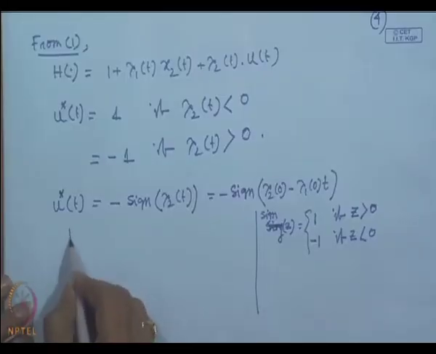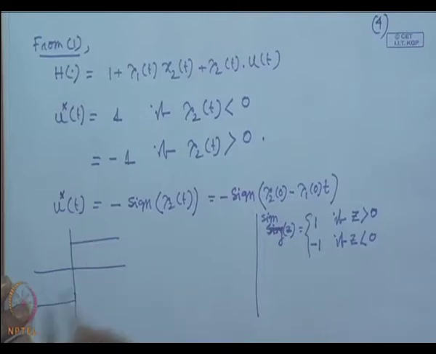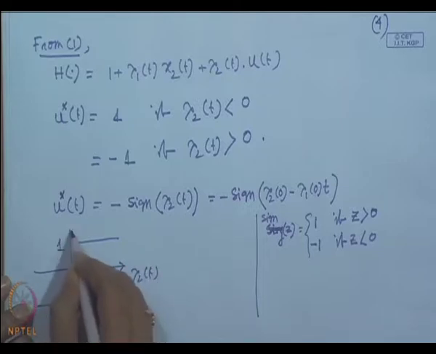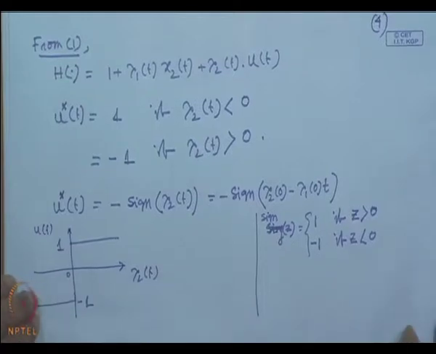It is something like the sign function, if you see. Let us call this lambda 2 of 0, this is u of t, this is 1, this is minus 1, this is 0.